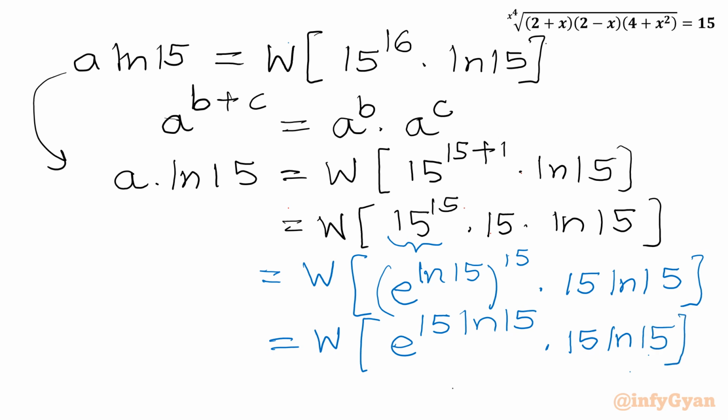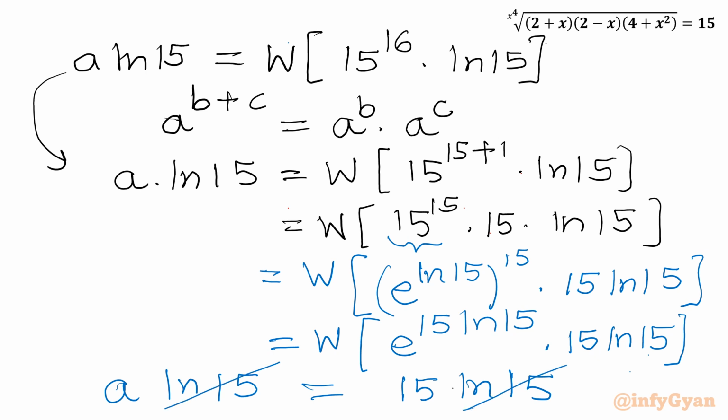Now again this side will become 15 ln 15. It is x times e raised to the power x. The Lambert W function, then its value is x. Left hand side is a ln 15. Now ln 15 will be cancelled out. So I can write a equal to 15.